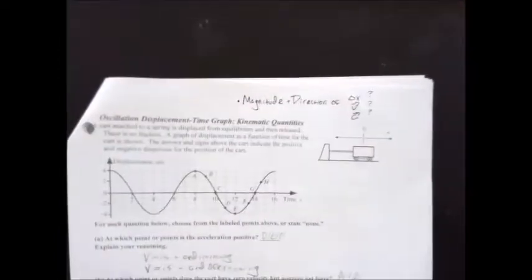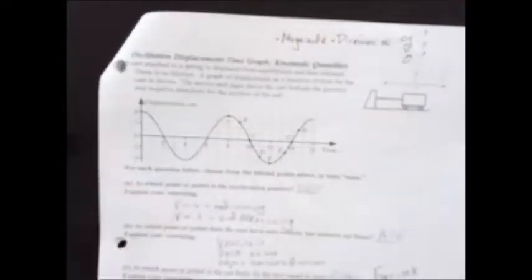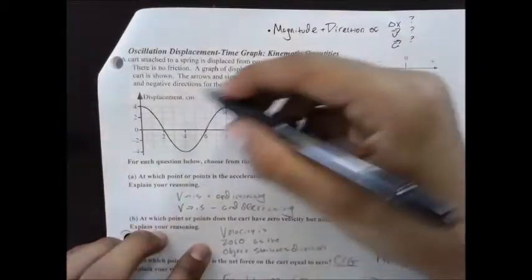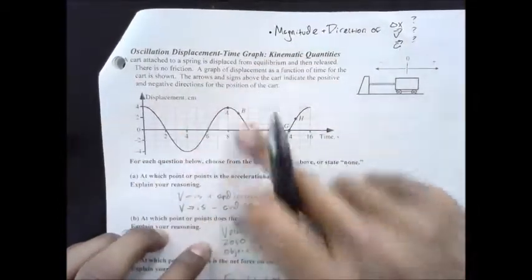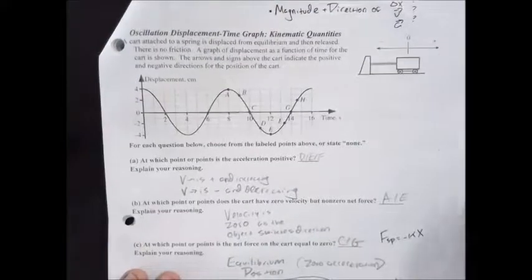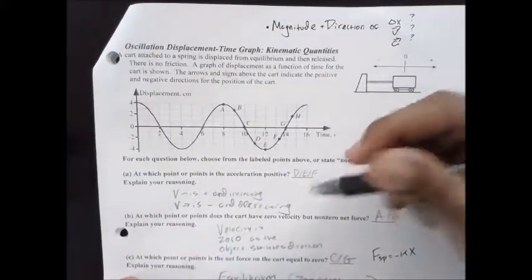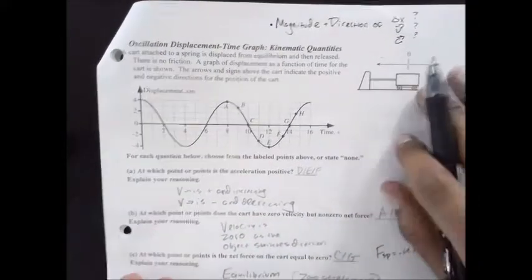I want you to be able to tell me what the magnitude and direction of displacement, velocity, and acceleration are based off of a displacement versus time graph. And so to go over these ideas, what I'll do is go over the solutions to the problems that we did in class.